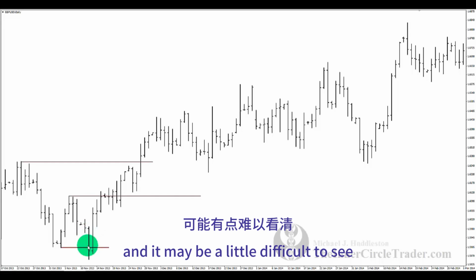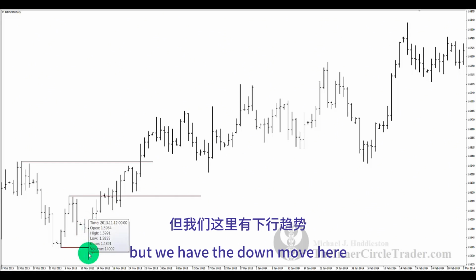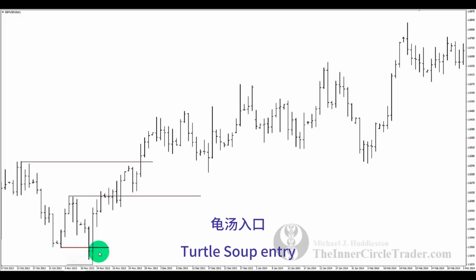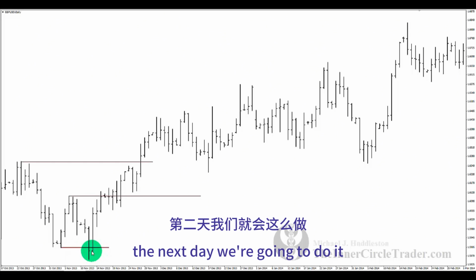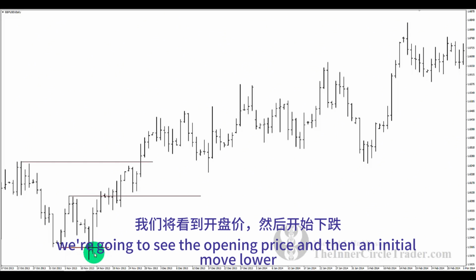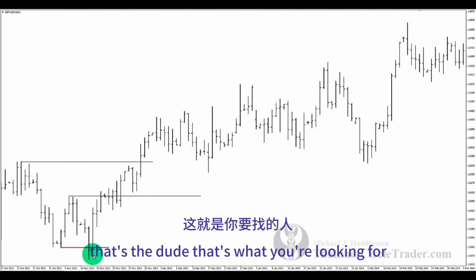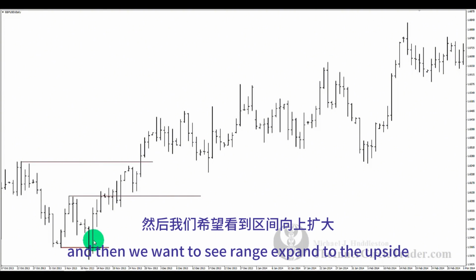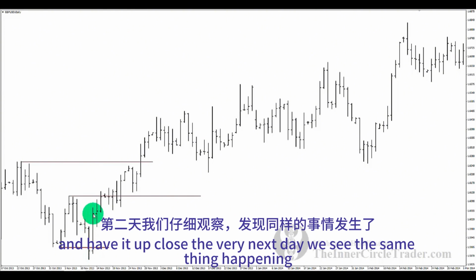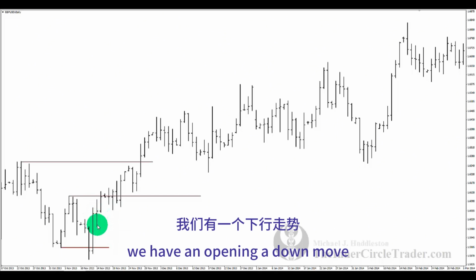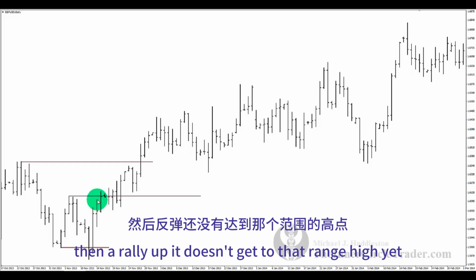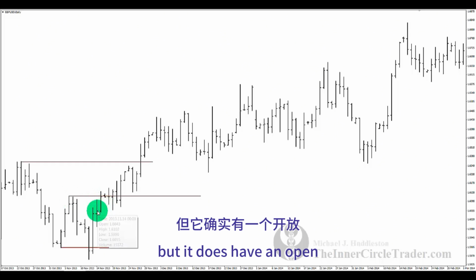Well, if you look at what was going on, and it may be a little difficult to see, but we have the down move here, turtle soup entry. The next day, what are we going to do? We're going to see the opening price and then an initial move lower. Okay, the opening price and then move lower. That's the Judas swing we're looking for. And then we want to see range expand to the upside and have it up close. The very next day, we see the same thing happen. We have an opening, a down move, then a rally up. It doesn't get to that range high yet, but it does have an open.